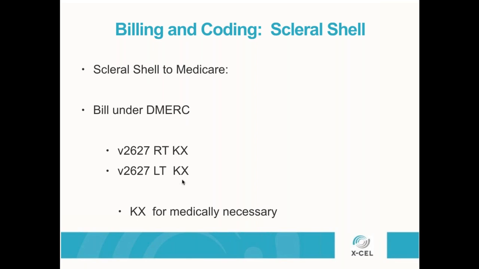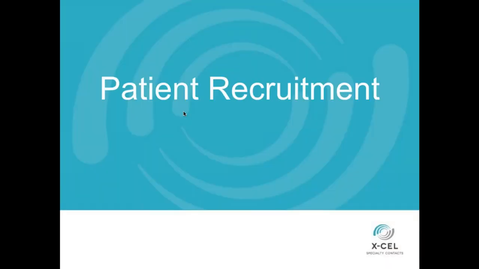Again, same codes. You have to put the KX modifier to signify that it's medically necessary if you bill through DMERC as well. So that's kind of a pain for some people who don't take DMERC, but any commercial pays for people under the age of 65, or if they have an Advantage plan, a lot of times it'll still cover. I still call on the Advantage plans. Those have been kind of hit or miss for Medicare, but if you bill straight to Medicare, they will reject it if it's not put through DMERC.